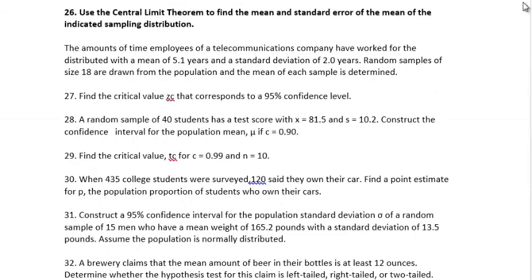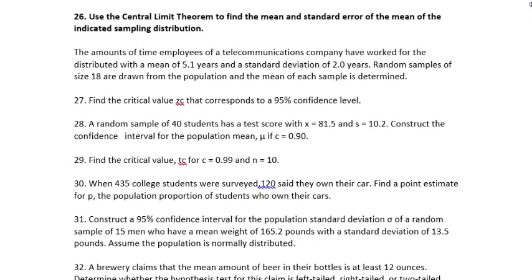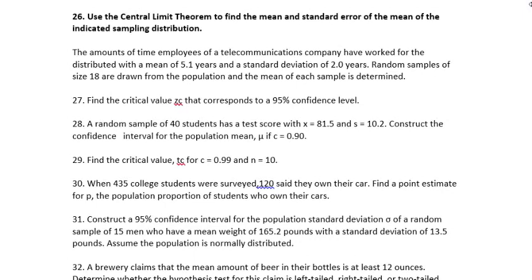Number 26. Use the central limit theorem, which is basically the same thing as the standard deviation rules we've been discussing all course, to find the mean and standard error of the mean in the sampling distribution. The amount of time employees of a telecommunications company have worked for is distributed with a mean of 5.1 years and a standard deviation of 2.0.